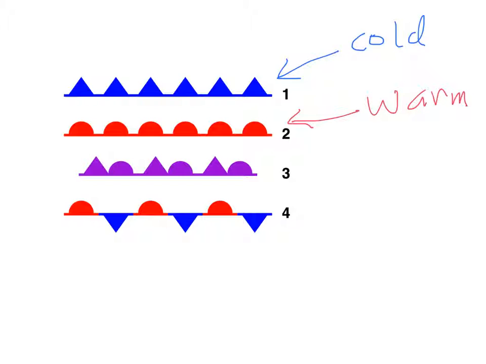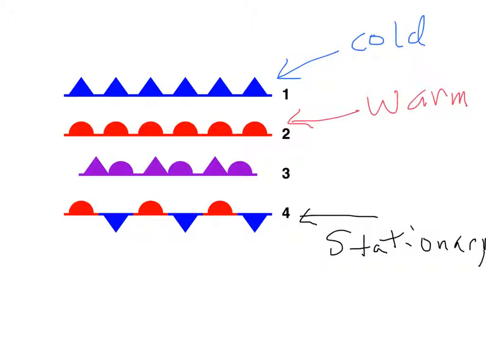A stationary front, on the other hand, has alternating blue triangles and red semicircles, showing that neither one is pushing the other one out of the way, so the symbols point in opposite directions, representing the fact that it's not moving, or stationary.